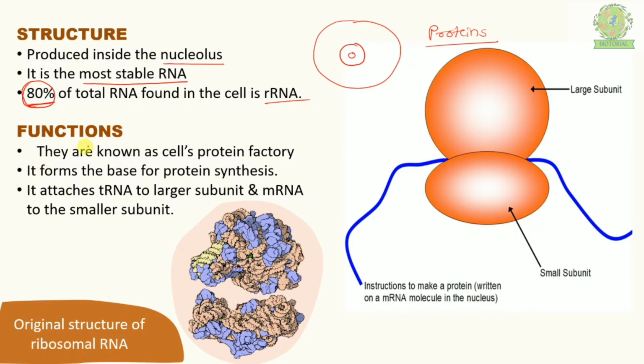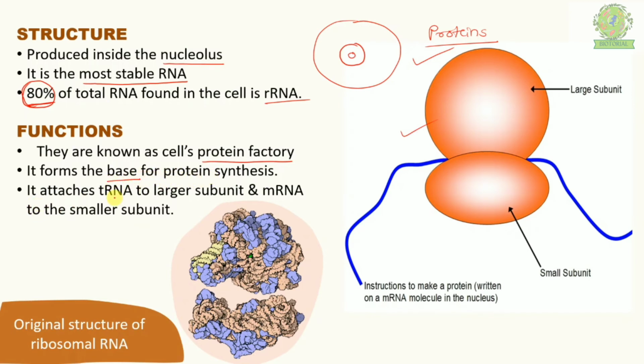Now what are its functions? They are known as the protein factory of the cell. Because they synthesize the proteins, we call it the protein factory of the cell. Just like we call mitochondria the powerhouse of the cell, we call ribosomes the protein factory. Whatever proteins are made are made by the ribosome itself. Now it forms the base for protein synthesis. How does it form the base for protein synthesis?